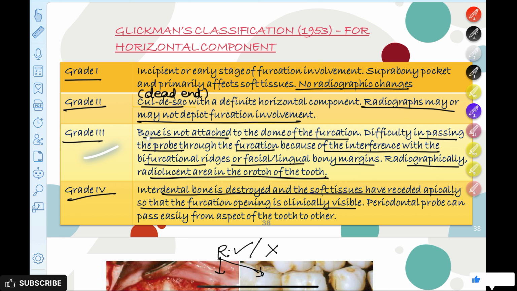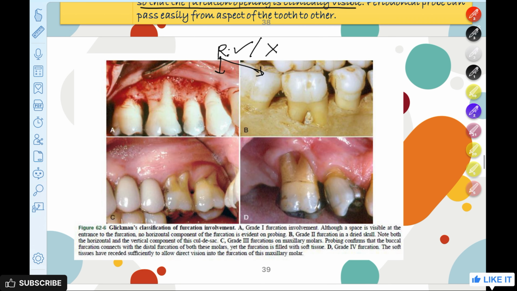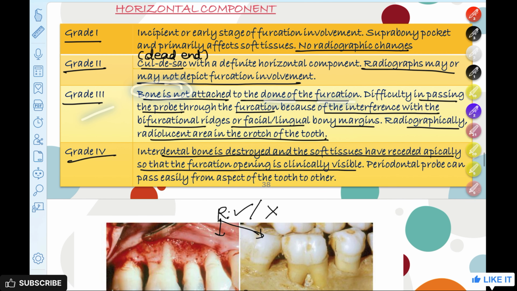In grade 3, bone is not attached to the dome of the furcation. There is difficulty in passing the probe through the furcation because of interference with the bifurcation ridges or facial or lingual bony margins. Radiographically, there is a radiolucent area in the crotch of the tooth. So one thing you have to remember for grade 3 is that there is no attachment of bone at the dome of the furcation.